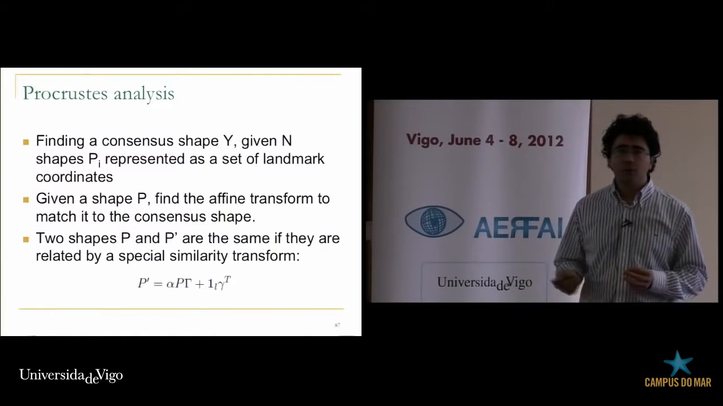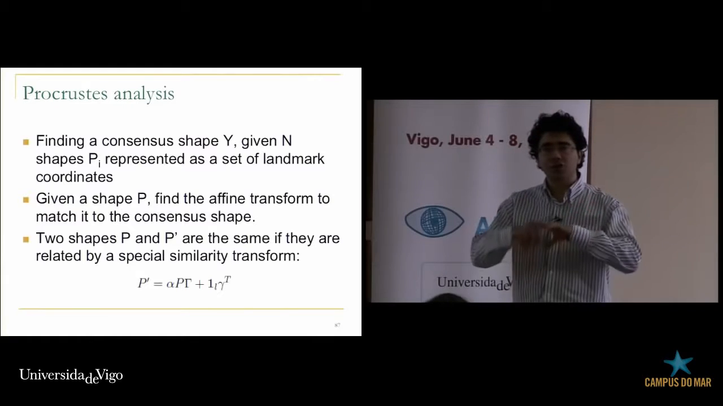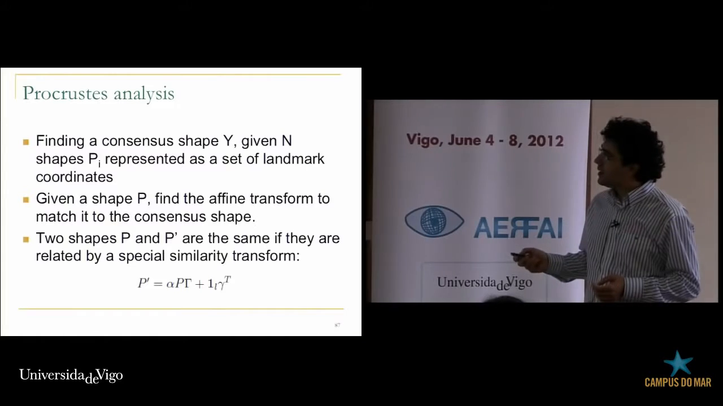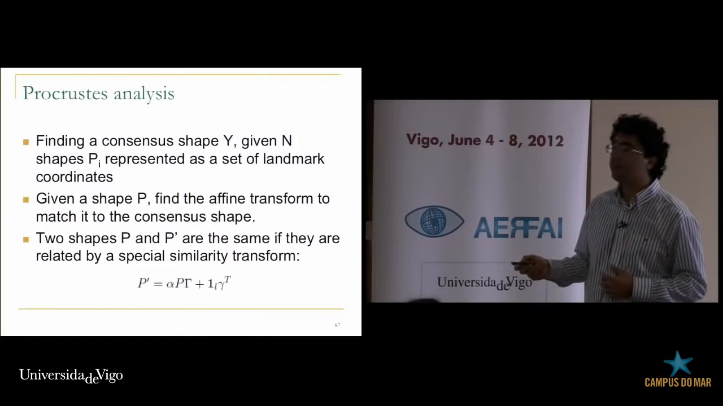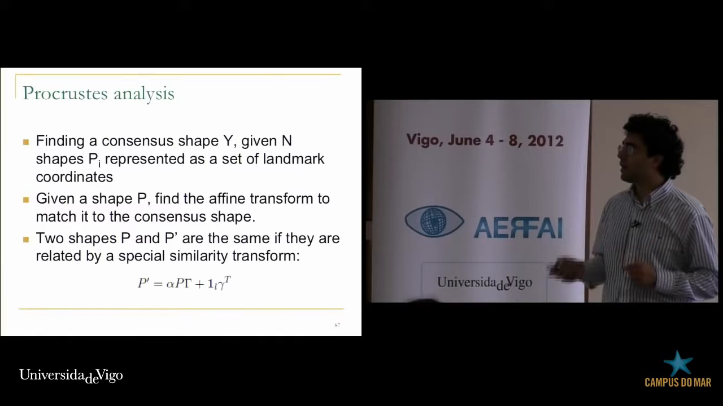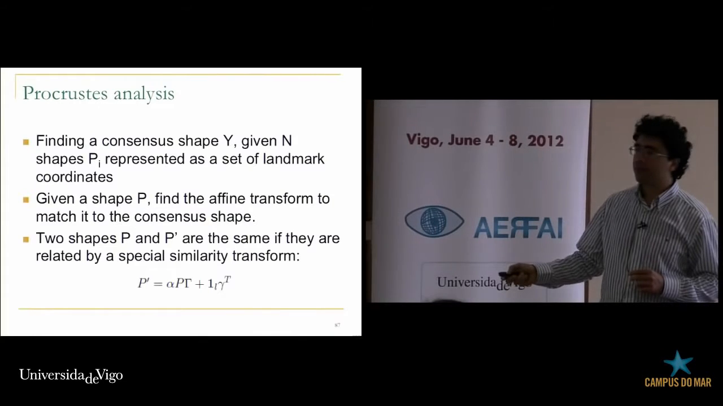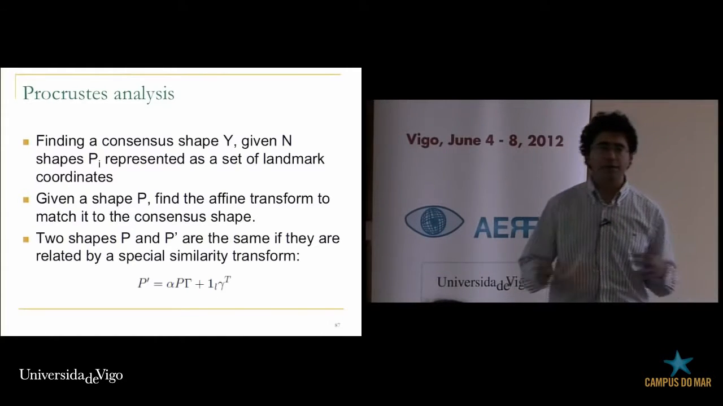The first thing Procrustes analysis seeks to do is to find a consensus shape. What is the generic shape of these objects? And it does this by an affine transformation. So it assumes that shapes P and P prime are the same if they are related by a special similarity transform. So P prime equals alpha times R times P plus t. So this is a rotation matrix, this is a scaling factor, and this is a translation. So this is overall an affine transformation.